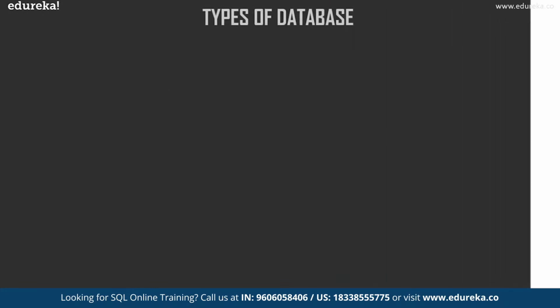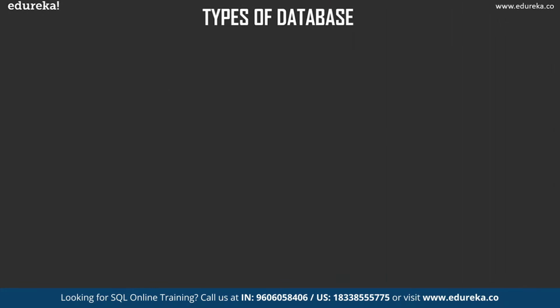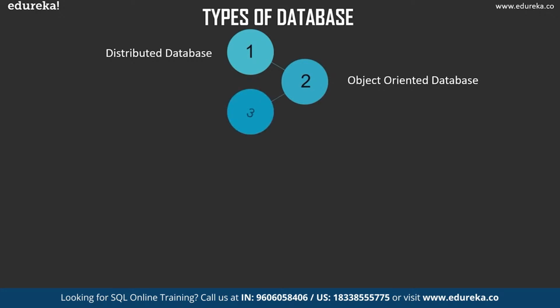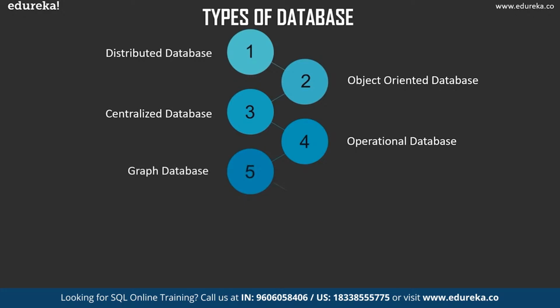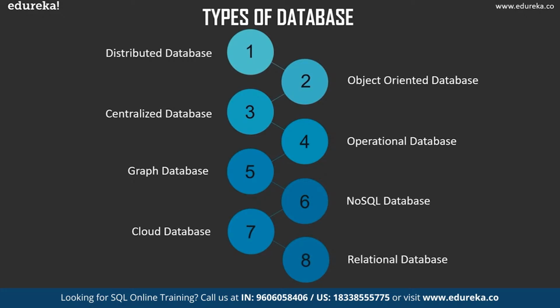Next, I'm going to talk about different types of databases. There are different kinds of databases that are in use today. And these databases are classified based on capabilities, features, functionality, size, and performance. So few of them are distributed database, object-oriented database, centralized database, operational database, graph database, cloud database, NoSQL database, and finally, relational database.